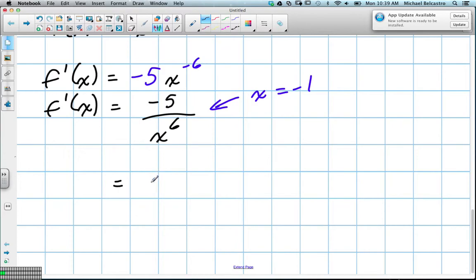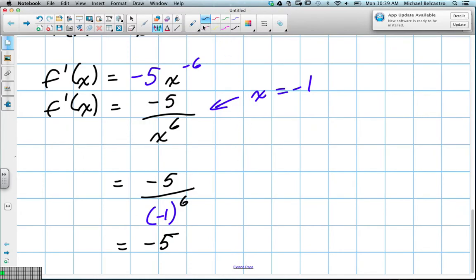So the slope of our tangent here is negative 5 over negative 1 to the power of 6. Anyone know what that would be? Which gives us what slope? Negative 5. So the slope of our tangent at this point is a value of negative 5.